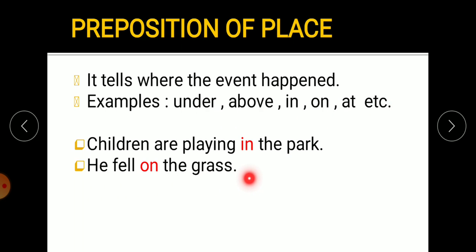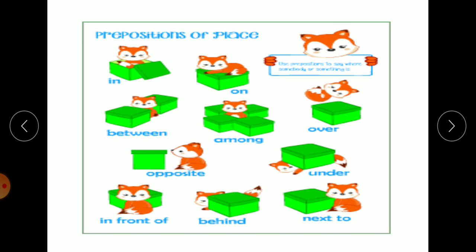He fell on the grass. Now, where did he fall? What was the place where he fell? Grass. So, that is indicated by the word on. So, on is a preposition, right? So, prepositions are the words that are showing the relationship of a noun or maybe a pronoun with other parts of the sentence, right? Now coming to some other prepositions.